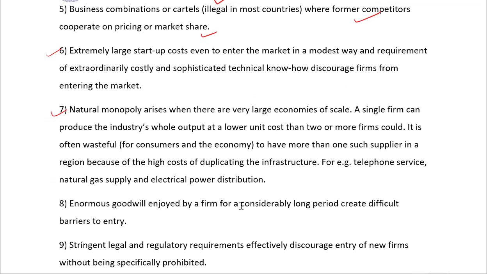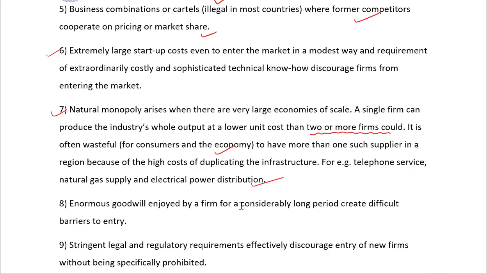Seventh, natural monopoly arises when there are very large economies of scale. A single firm can produce the industry's whole output at a lower unit cost than two or more firms could. It is often wasteful for consumers and the economy to have more than one supplier in a region because of the high cost of duplicating the infrastructure. For example, telephone service, natural gas supply, and electrical power distribution.